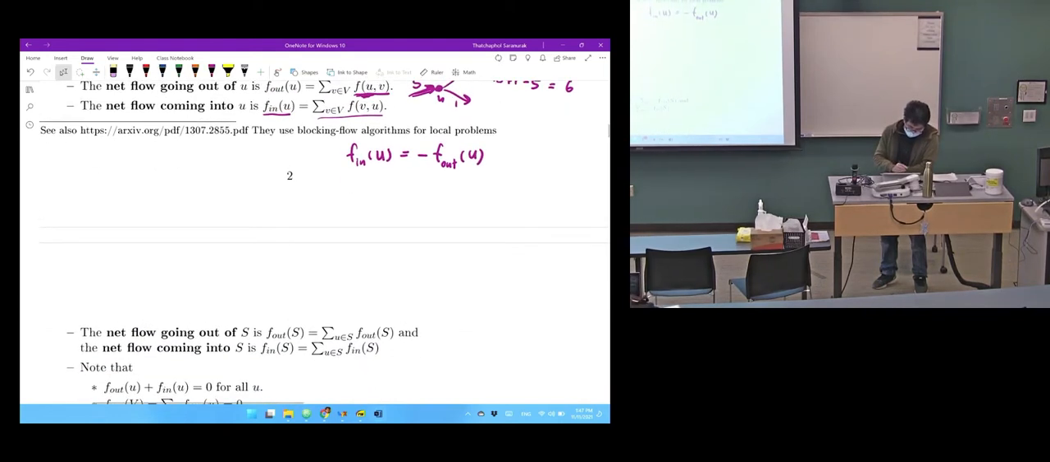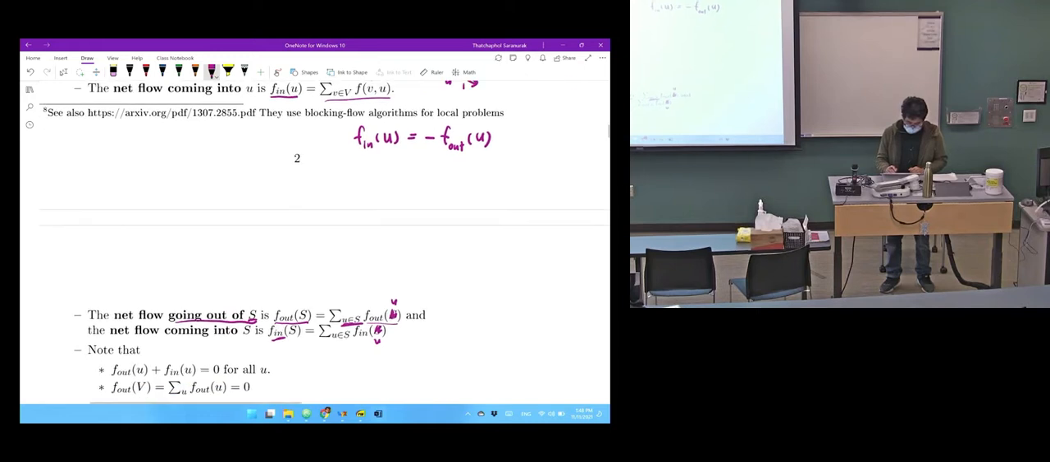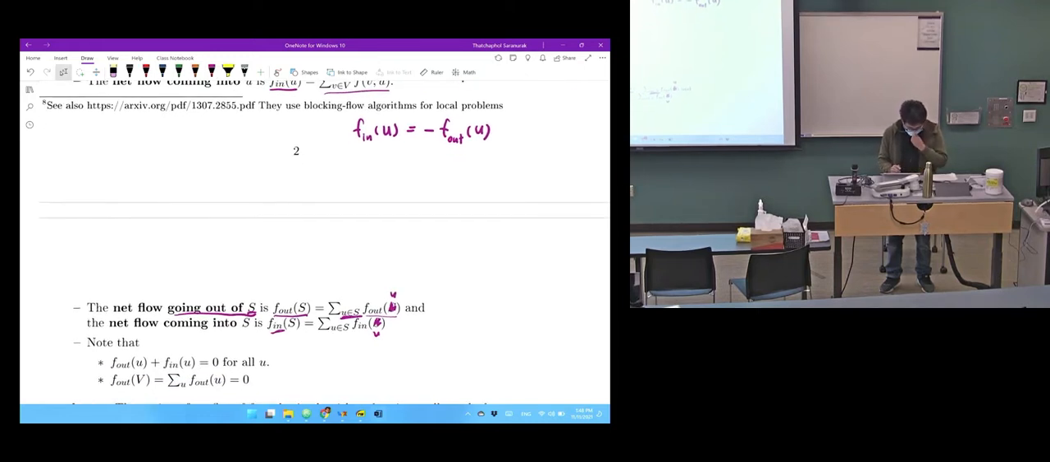And I can talk about net flow going out of a set. Now I just sum over all U in the set. The flow going out of a set S, F out of S, is just summing over F out of U. And the same for flow into S.